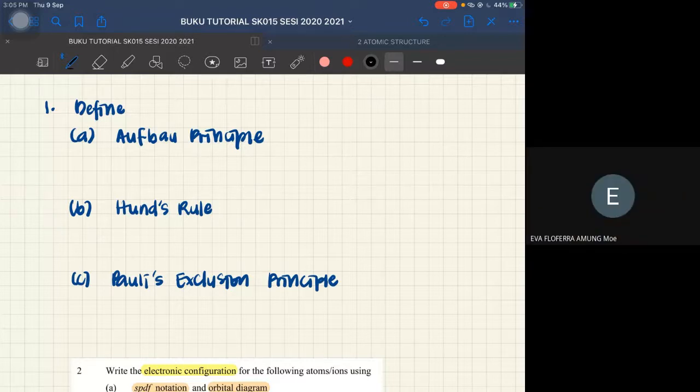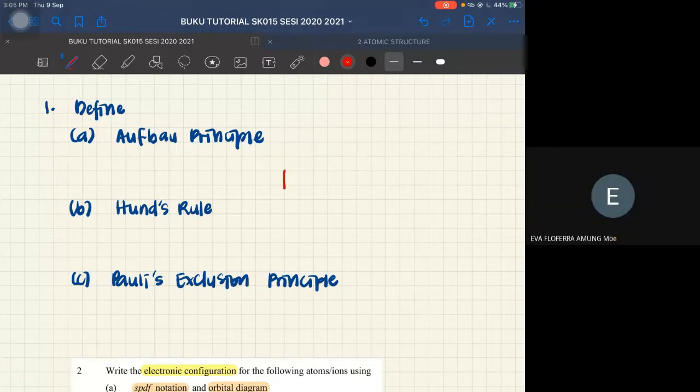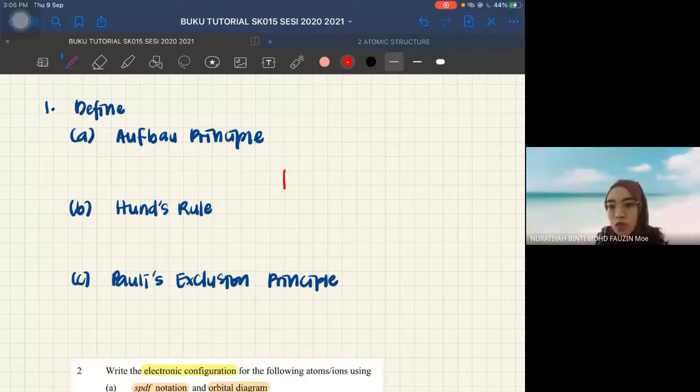Okay. Hund's rule says that when electrons are added to the orbitals of equivalent energy or degenerate orbitals, each orbital is filled singly with electrons of the same spin before it is paired. The electrons in half-filled orbitals have the same spin, that is parallel spin. Okay, so it's just the first part, yang second sentence tu is actually your explanation lah. Okay? So, contohnya degenerate orbitals atau orbitals of equivalent energy, maksudnya energy dia sama, is like, let's say, your p orbitals. Okay? So, p orbitals, awak ada px, py, pz, okay?